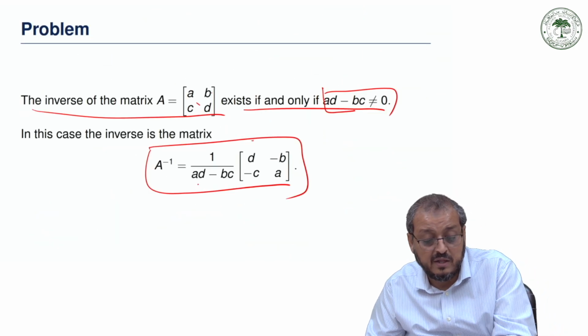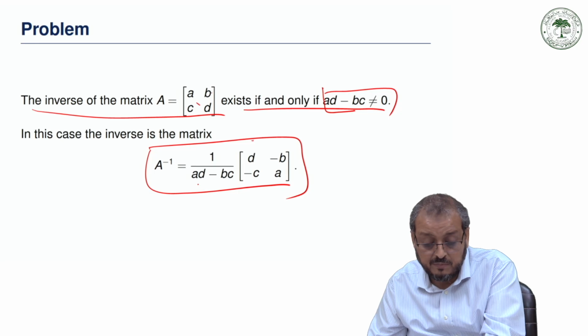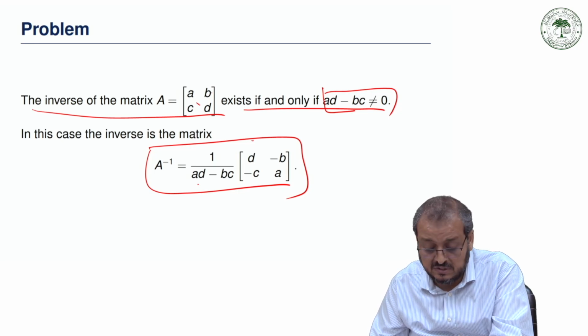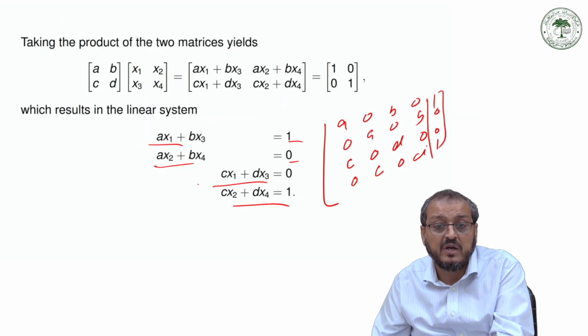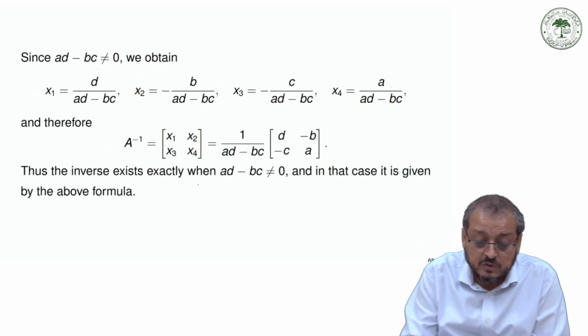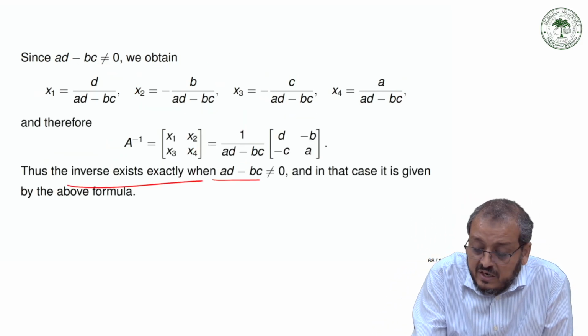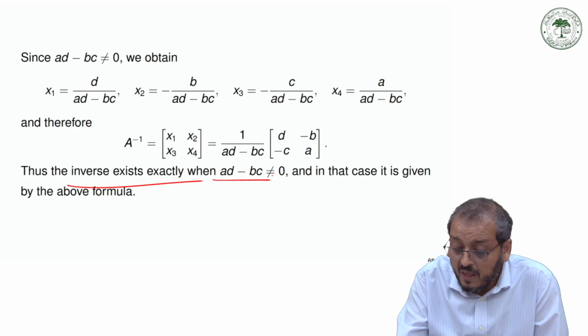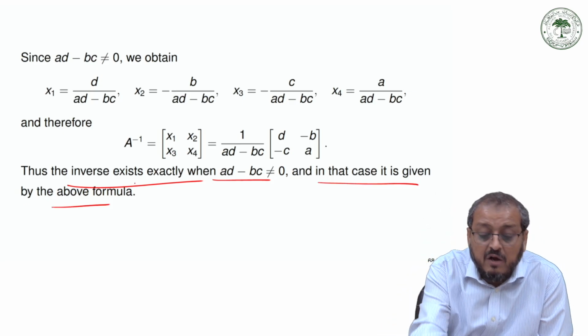This term is nothing but a b, and this is nothing but A inverse. So what we are getting clearly is that A inverse is equal to this one. The inverse exists exactly when ad minus bc is not equal to 0, and in that case it is given by the above formula.